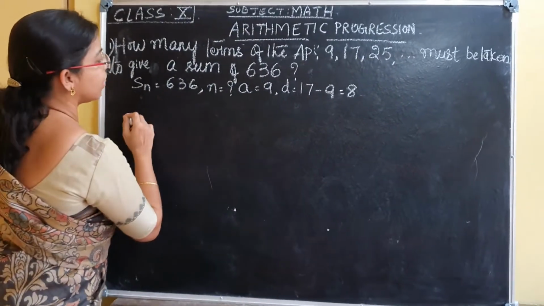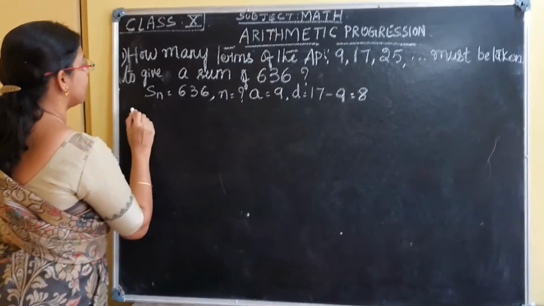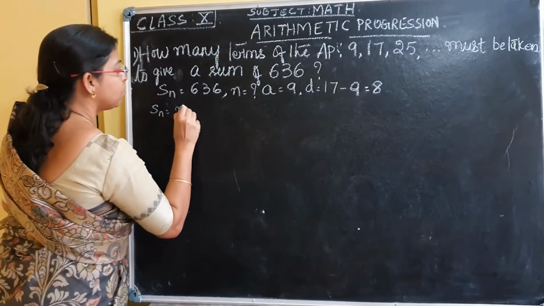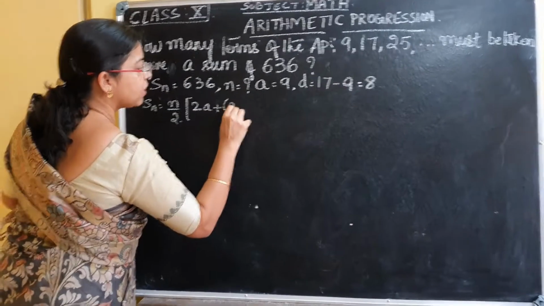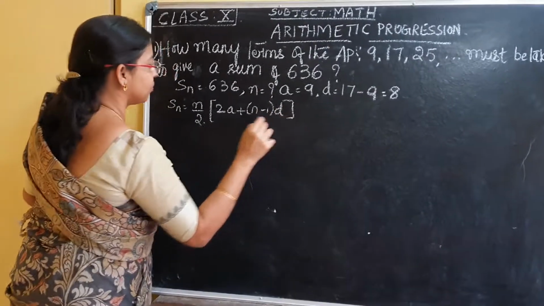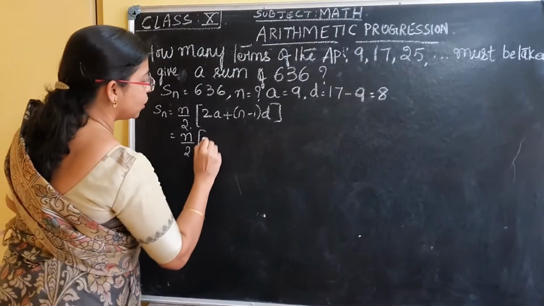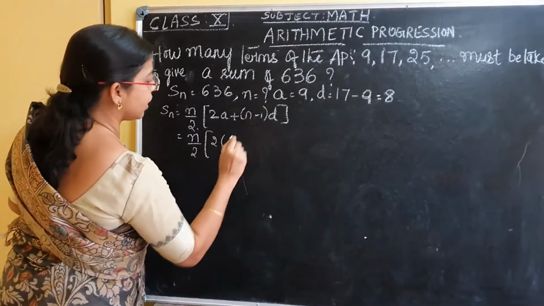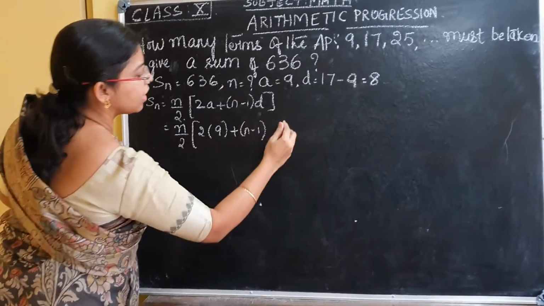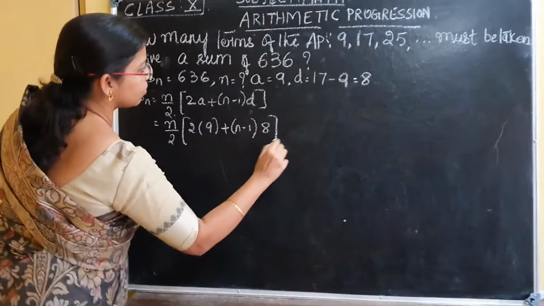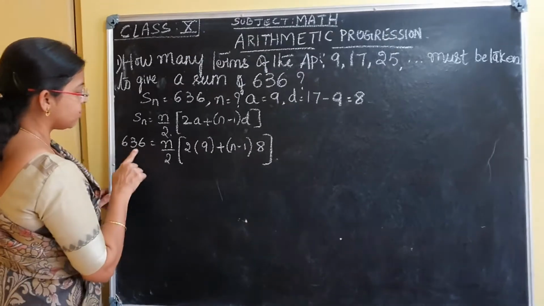So with these inputs, we can find the value of n. Sn is given by n by 2 into 2a plus n minus 1 into d. We don't know the value of n, so we will keep it as n. 2 into a value, which is 9, plus n minus 1 into d value, which is 8. Sn also we know the value as 636.